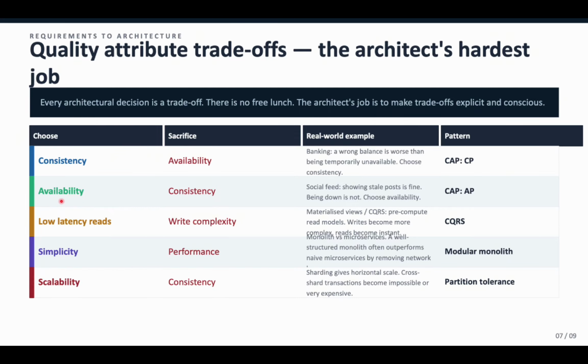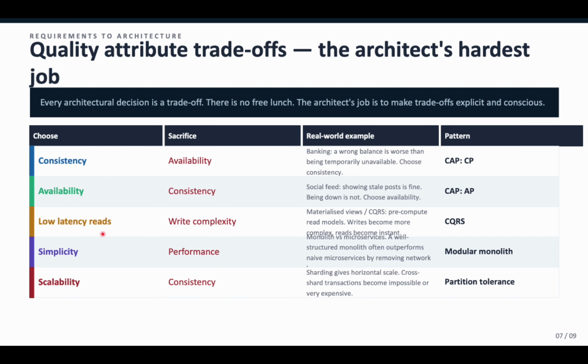And then you can see availability. If you choose availability, you sacrifice some consistency. This is the world of social media. Twitter would rather show you a feed that is a few hundred milliseconds out of date than no feed at all, right? So being eventually consistent is fine. Being completely unavailable is not.